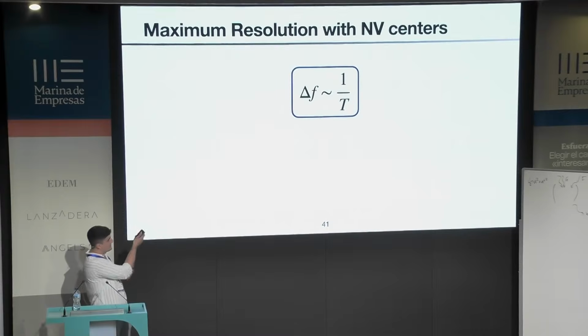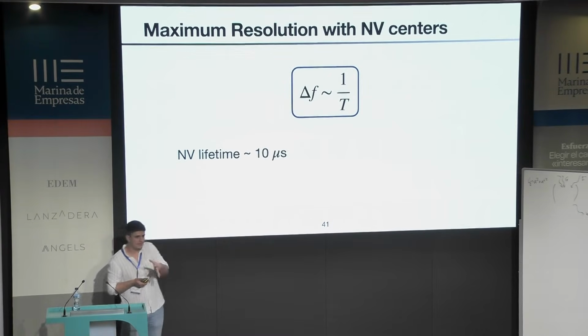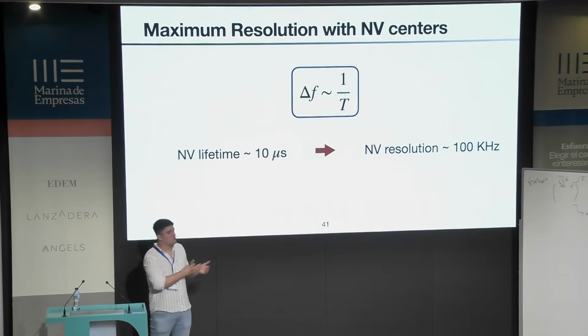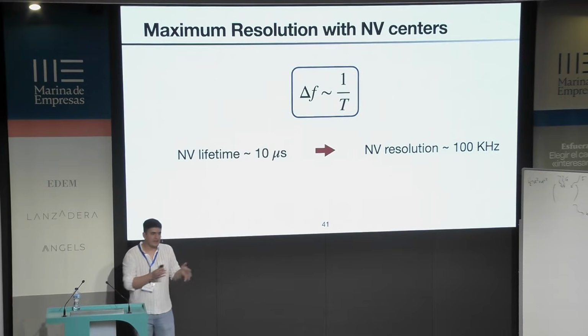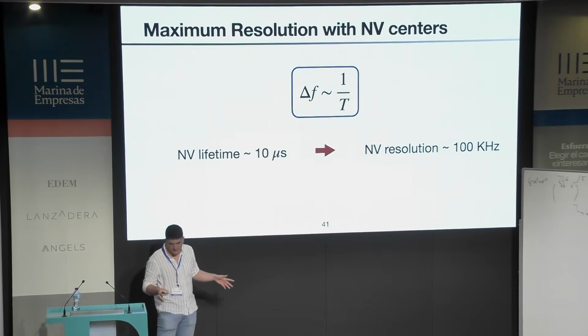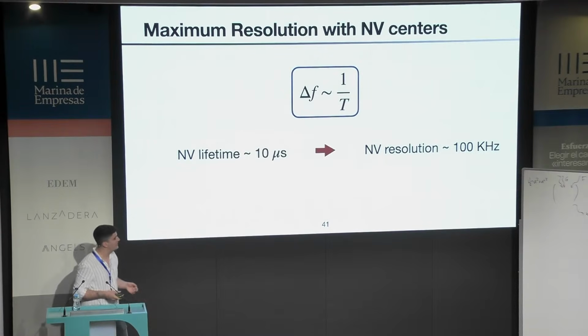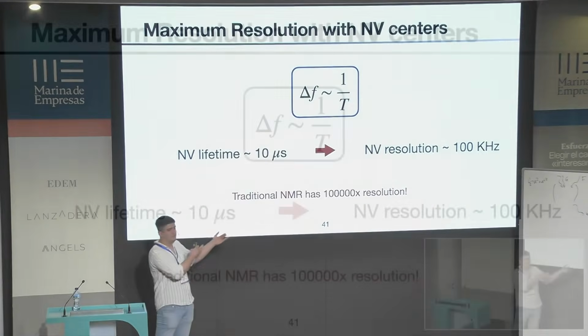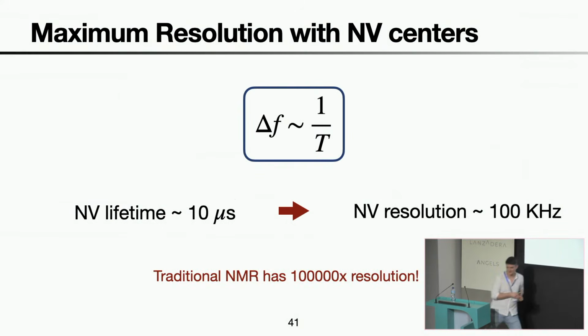OK, so now let's calculate what happens with the NV. Let's say that the NV lifetime is like 10 microseconds, more or less. So this means we will have a resolution of 100 kilohertz. OK, classical NMR can do hertz, 1 hertz, maybe less. So this means classical NMR is 100,000 times better than NVs in this case. OK, but thankfully, people thought about a trick.